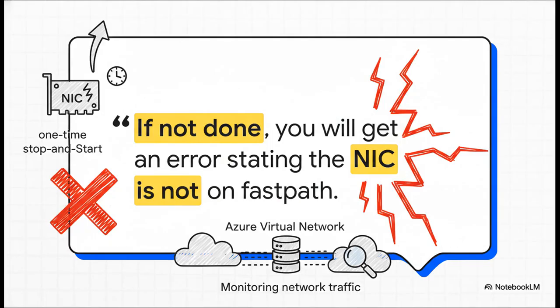And I just have to circle back to that one-time stop and start requirement because it's so important. Don't just take my word for it. The official documentation says, quote, "If not done, you will get an error stating the NIC is not on FastPath." That tells you just how critical that one simple but mandatory step is to making this all work.